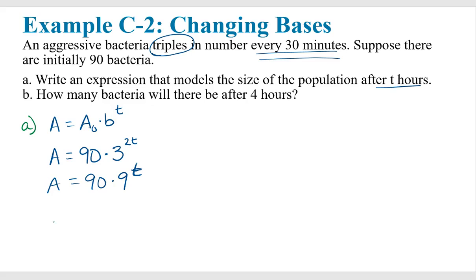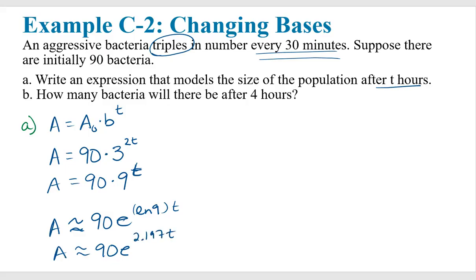So this is going to be, approximately, and remember we have to put the approximation because we're going to have to round some stuff, 90 times e to the natural log of 9 times t. And the natural log of 9 is approximately 2.197 t. So that is the equation that would approximate this population for time t. So for any number of hours, we could just plug it in and be done.